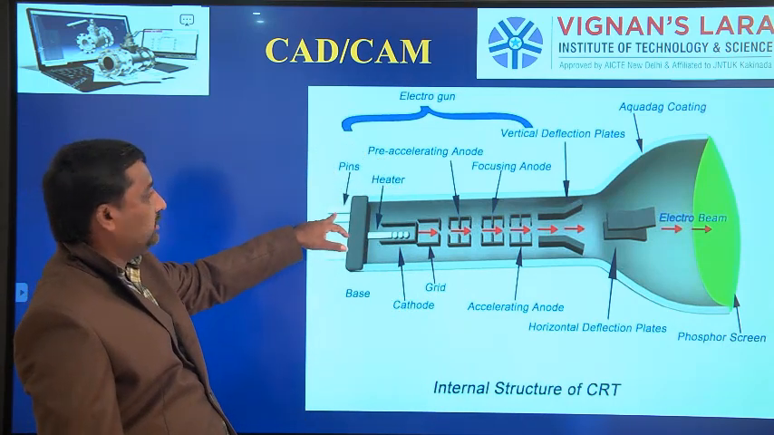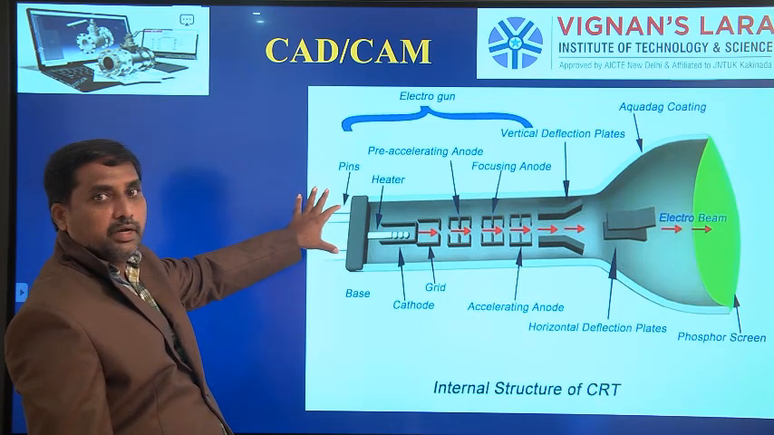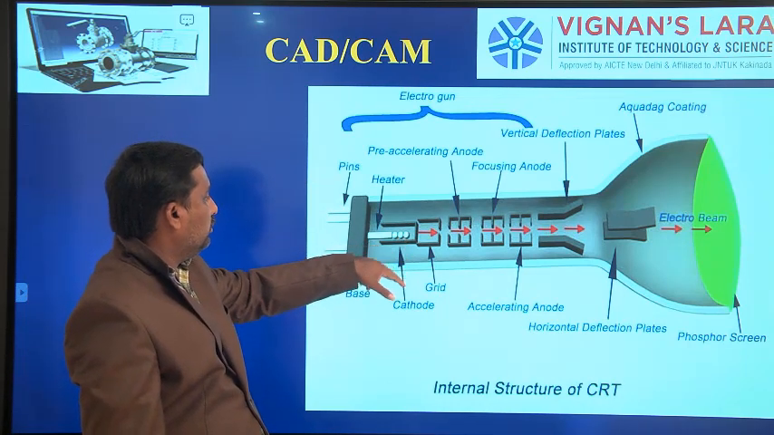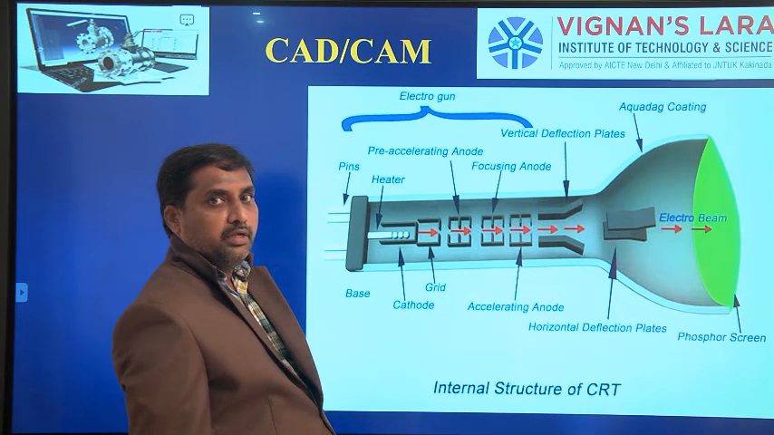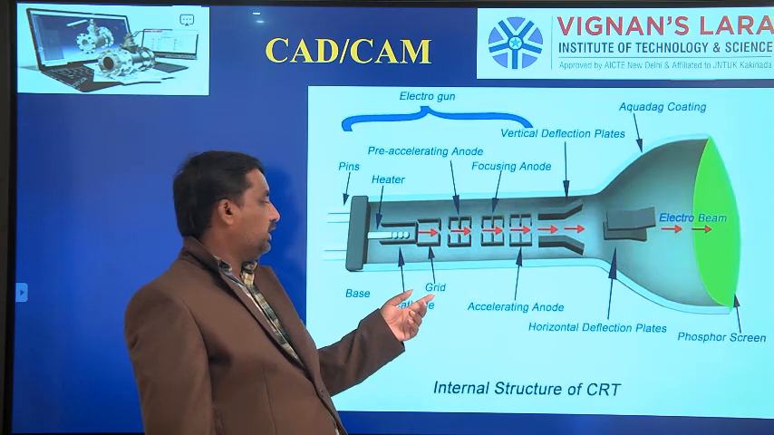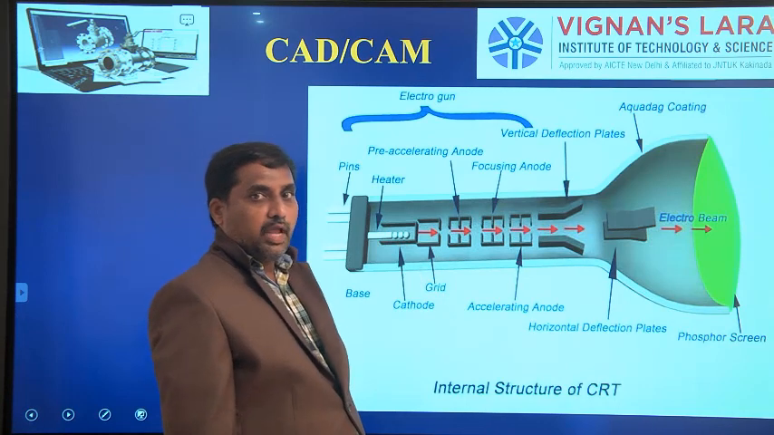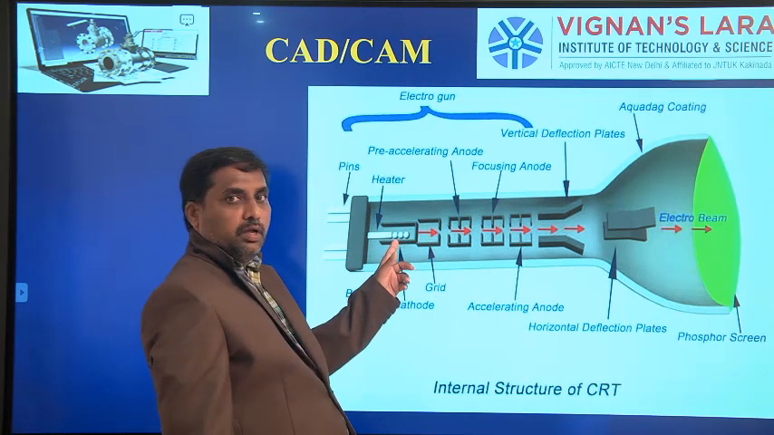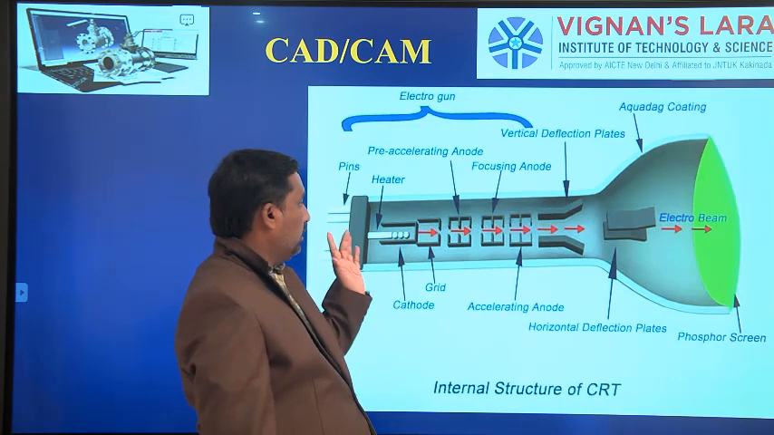It contains pins. These pins are inserted into the plug where we provide the electrical supply. Next, this one is the heater. When you supply voltage through these pins, the heater will get heated and electrons will be generated. These electrons are negatively charged particles. A collection of electrons is called a cathode ray. Also, a cathode is provided here. This cathode deflects the electrons and makes them move in a particular direction.